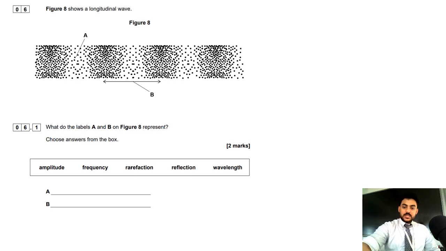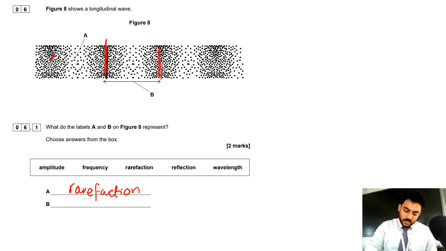Figure 8 shows a longitudinal wave. What do labels A and B on figure 8 represent? So A represents where the particles are spread out, and B represents the distance between where the particles are squished together here and the next point where the particles are squished together. So A represents rarefaction. Rarefaction. That's where the particles are spread out.